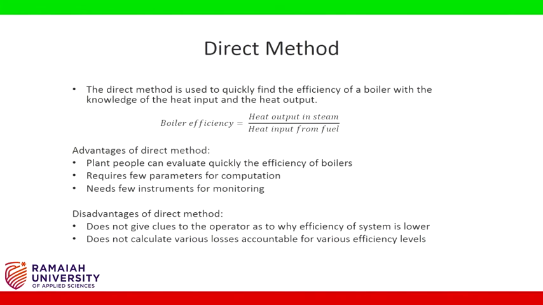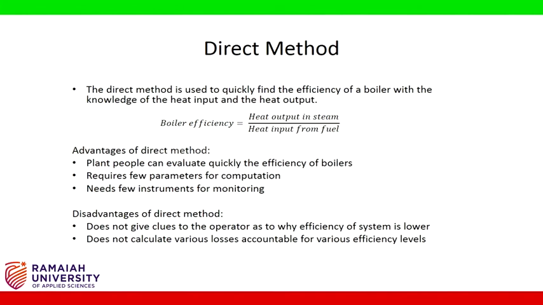The direct method is used to quickly find the efficiency of a boiler with the knowledge of the heat input and the heat output. Advantages of direct method: plant people can evaluate quickly the efficiency of boilers, it requires few parameters for computation, and needs few instruments for monitoring.